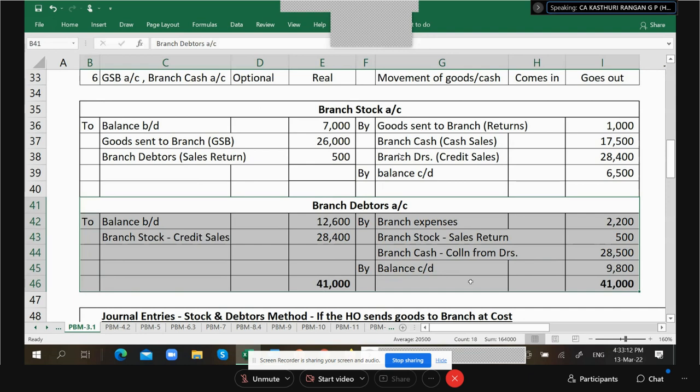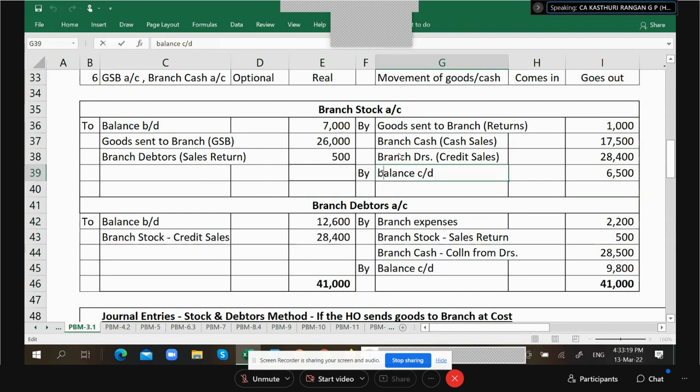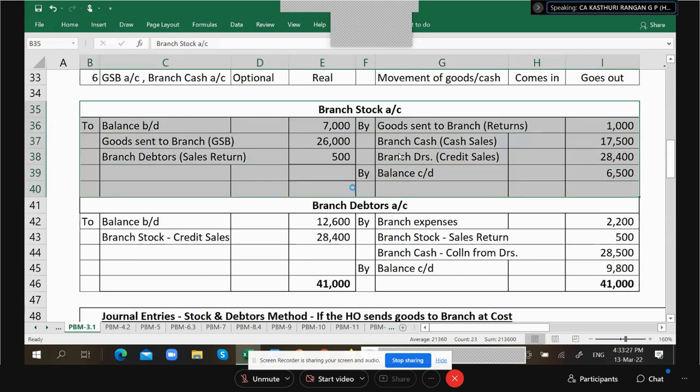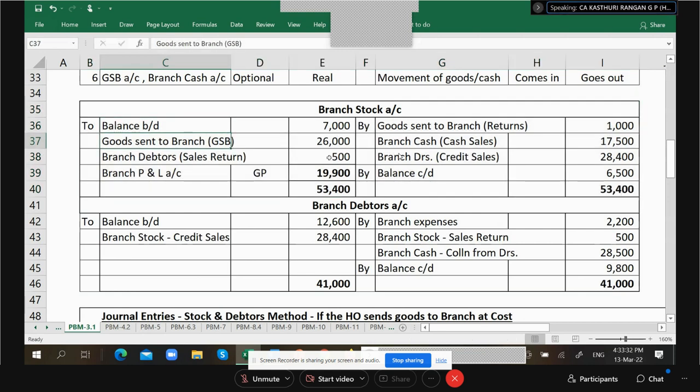Whereas in stock account, there is a difference. What is the meaning of the difference? The difference is nothing but gross profit. Is it not? How gross profit? Stock account records what? Opening stock, goods sent to branch, goods returned by branch, cash sales, credit sales, closing stock. Are you not able to see it is similar to trading account? In other words, branch stock account is nothing but the trading account of the branch. We record only the movement of goods.